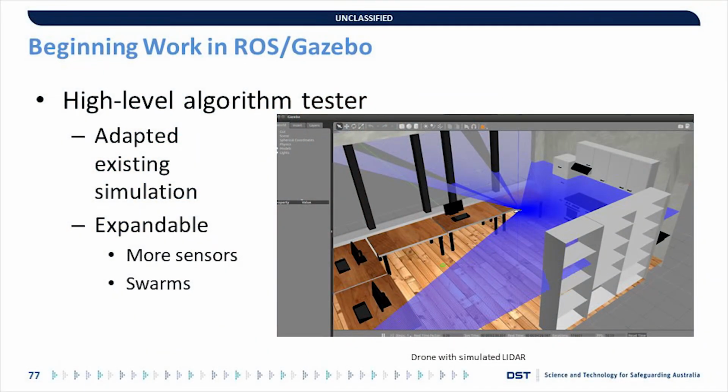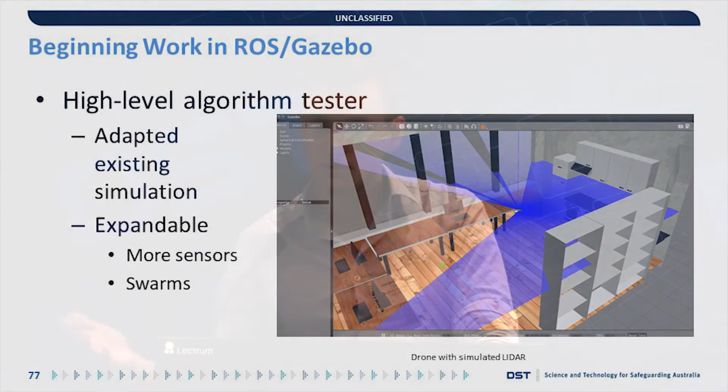So due to delays with Halo, I moved on to other things. So I created a simulation using ROS and the Gazebo simulation software. Essentially, it was like a high-level algorithm checker. So if we developed a new path planning algorithm, we could actually make sure it's not going to cause a drone to crash by testing it in the simulation first.